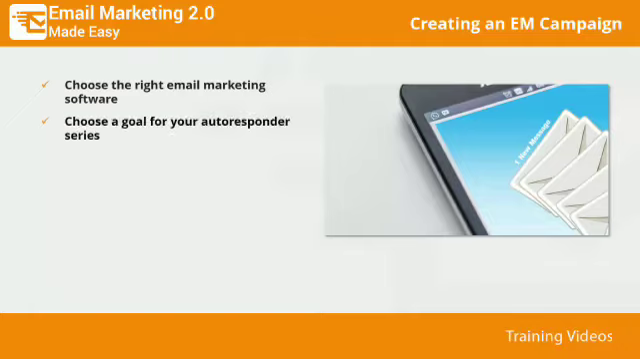Choose a goal for your autoresponder series. There are 4 main goals of an autoresponder series, and you have to tailor your autoresponder emails to target one or a combination of these goals according to whom you are responding. The welcome sequence. These are the welcome and thank you types of messages that people receive right after they subscribe to a list or complete another action such as a purchase.